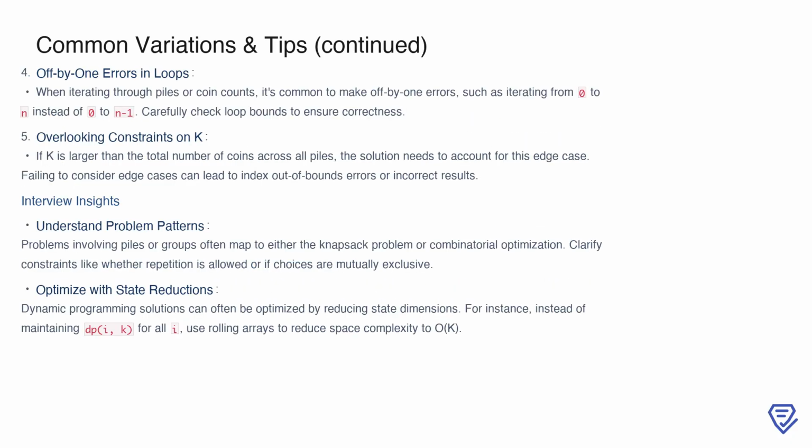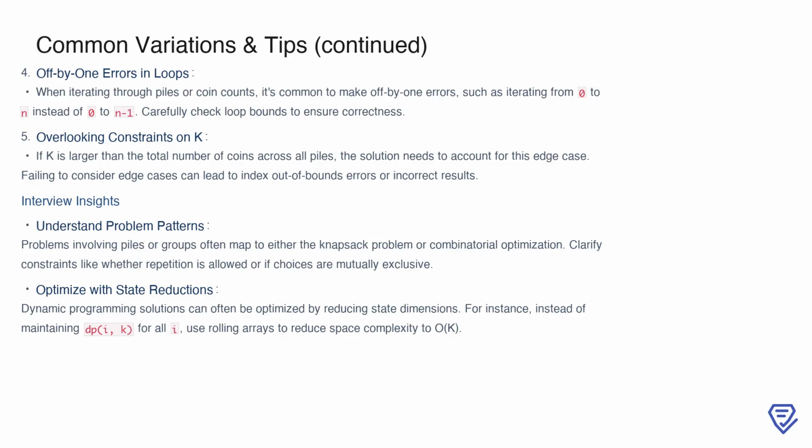Now, another common pitfall is making off-by-one errors in loops. This can happen when iterating through piles or coin counts. For instance, iterating from 0 to n instead of 0 to n-1 can easily cause issues. Always double-check your loop bounds to ensure correctness.